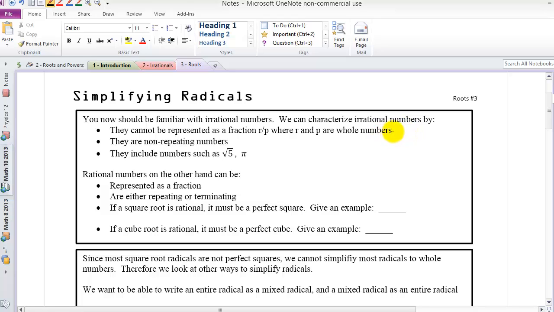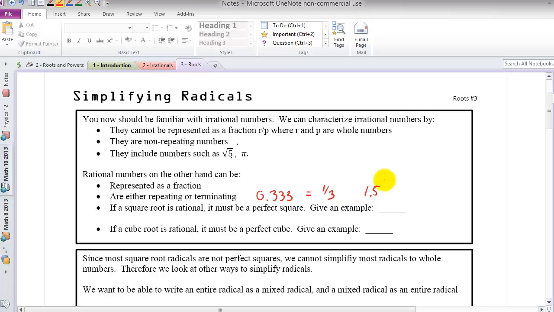irrational numbers cannot be represented by a fraction of whole numbers. They're non-repeating, and examples would be square root of 5 or pi. And on the other hand, rational numbers can be represented as a fraction. They either repeat, like 0.3333, and that can be represented as a fraction, like 1/3, or it could be terminating, like 1.5.